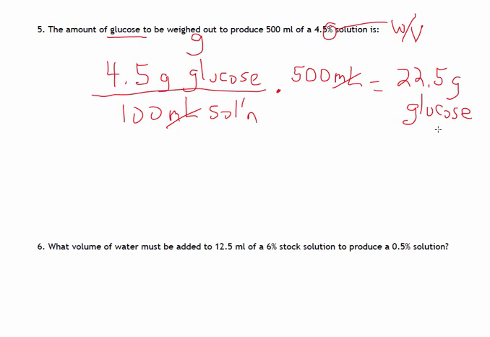So after you do that calculation, you would go to the scale, weigh out your glucose, set it aside, and then you would want to mix this with water and slowly bring the solution up to 500 milliliters. So you always want to add your solute first, which would be your glucose, and then bring the water up to the amount you actually need.